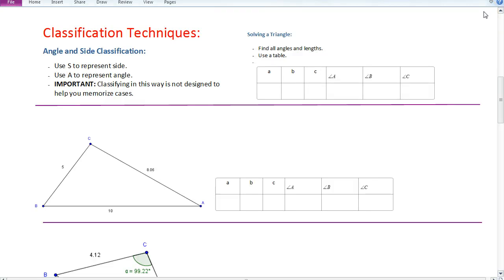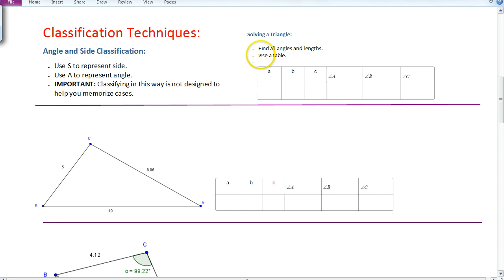Hello. In this video, we're going to continue to look at some classification techniques when working with triangles. We're also going to talk about what solving a triangle is. Solving a triangle is something you'll see commonly stated when you're working through some examples, and what it simply means is to find all the angles and find all the lengths.